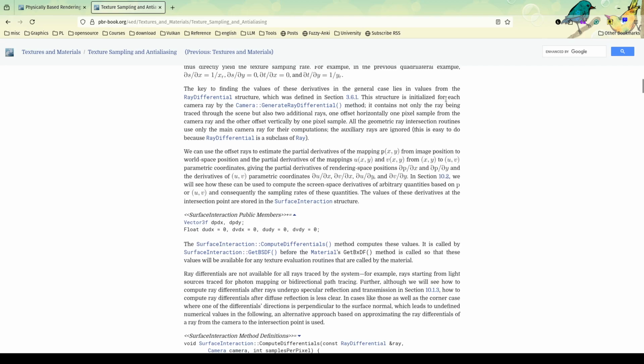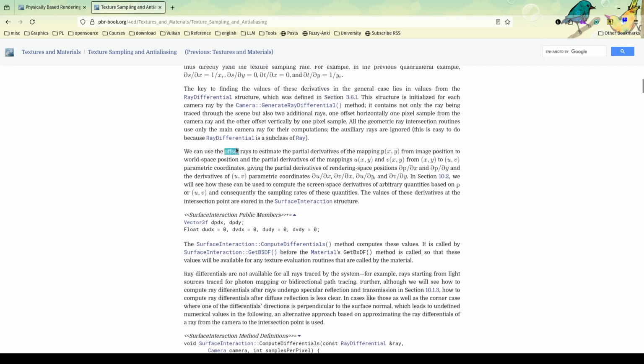This structure is initialized for each camera ray by the GenerateRayDifferential method. It contains not only the ray being traced through the scene, but also two additional rays, one offset horizontally by a pixel's sample from the camera ray and another offset vertically. All the geometric ray intersection routines use only the main camera ray for their computations, and the auxiliary rays are ignored in this case.